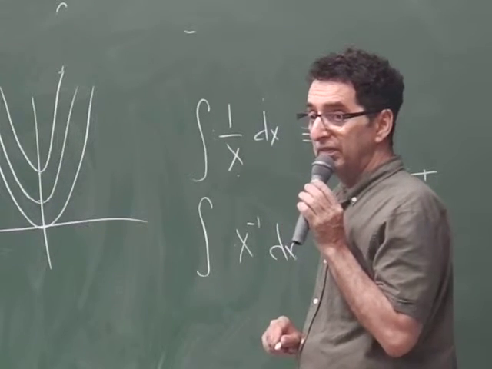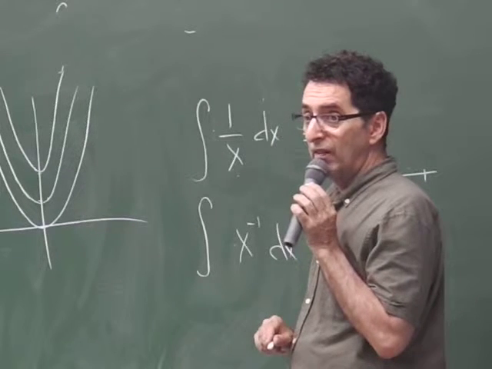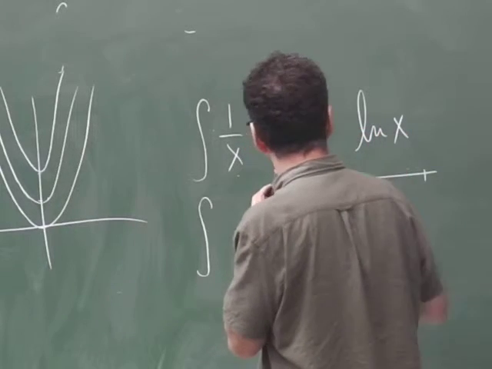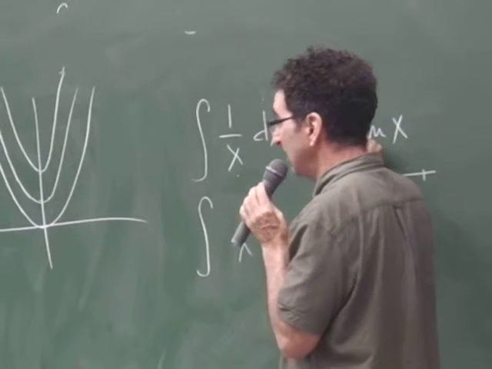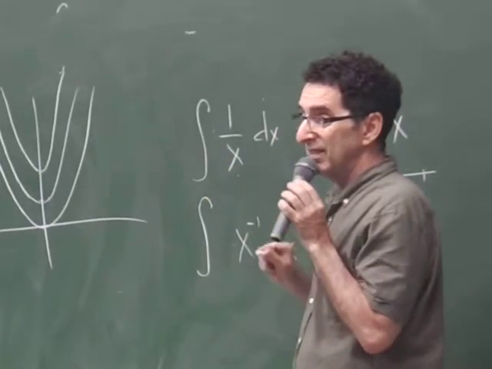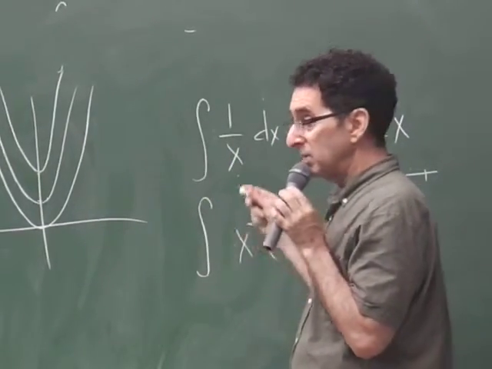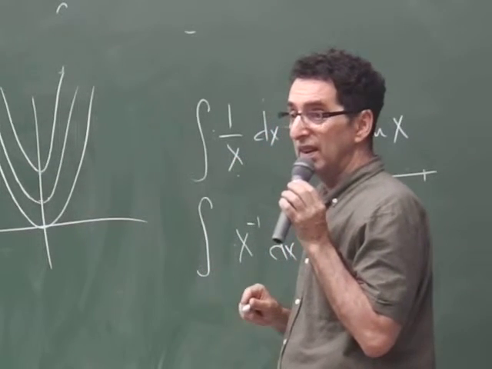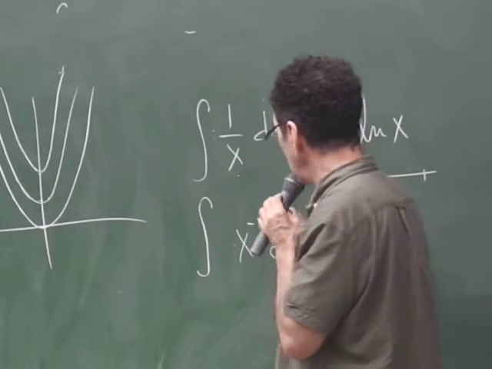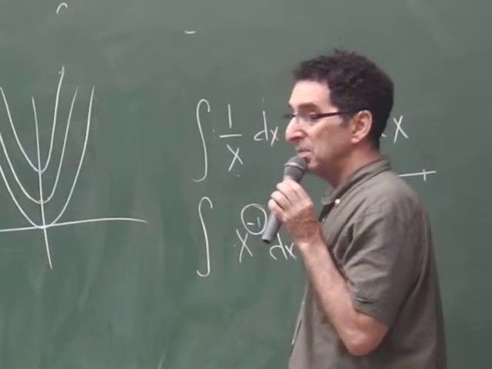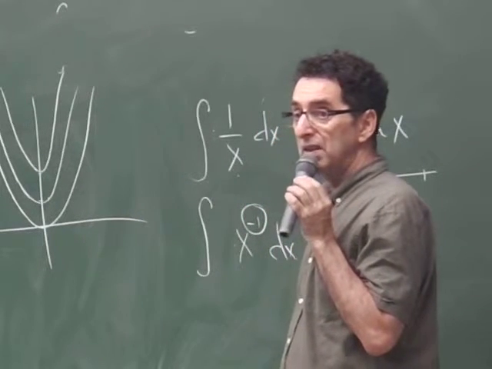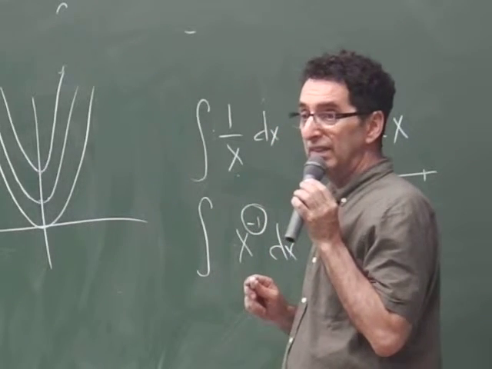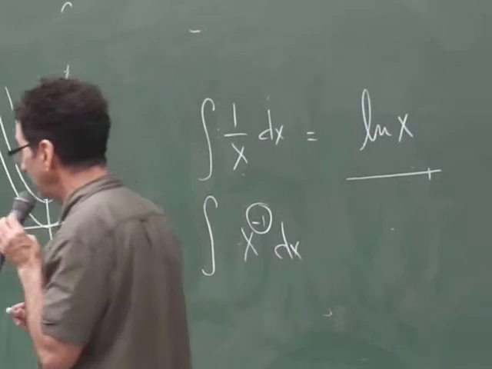What is it? Everybody remember? Don't you remember the derivative of ln of x was 1 over x? So, that's what this is asking. It's saying what function has this as its derivative? So the answer is ln of x. So that rule works except when that exponent is negative 1. When that exponent is negative 1, it doesn't work, but this is true. Okay? Any questions about that?